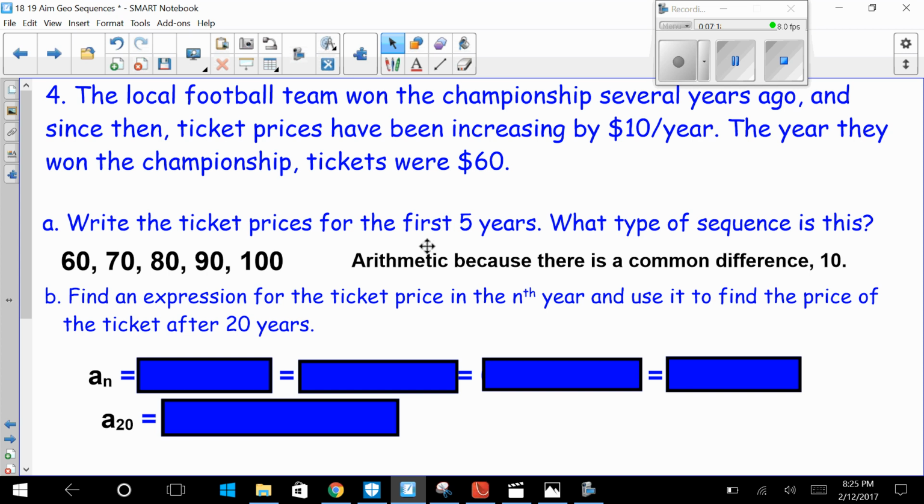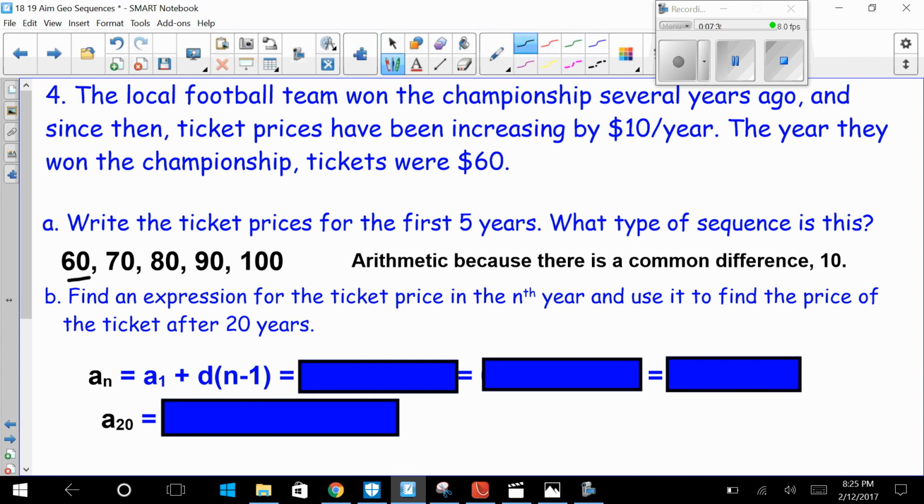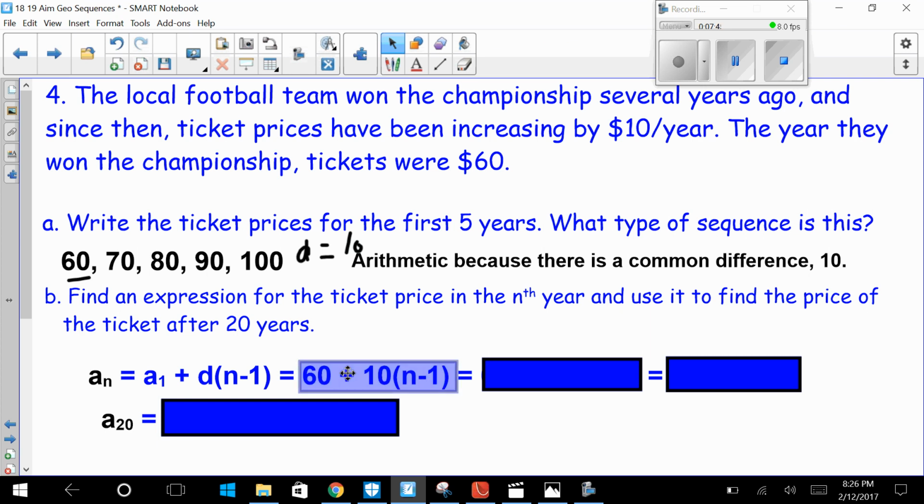Okay. And now we're going to look for the equation. So find an expression for the ticket price in the nth year and use it to find the price of the ticket after 20 years. First, we're going to find the general formula. So we're starting with the actual formula for the arithmetic sequence. Our a sub 1 is 60, right? And so we're going to substitute that. Our d here is 10. That's what we multiply by. And that's what we get.